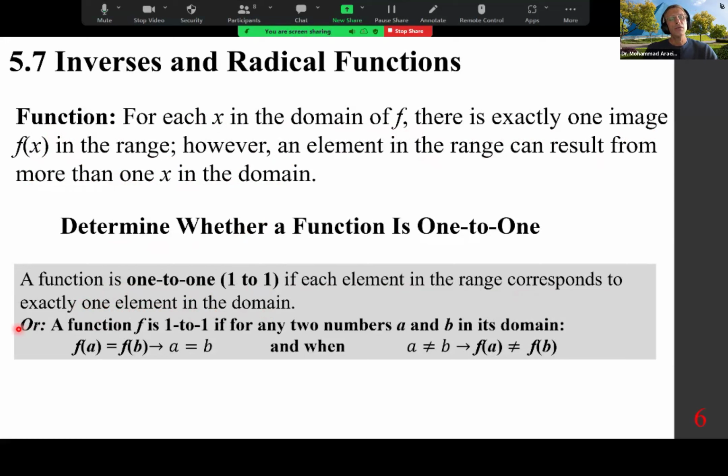Or a function f is one-to-one if for any two numbers a and b in its domain, if f of a equals f of b, that means a must be equal to b. And when a is not equal to b, f of a cannot be equal to f of b. Or when x sub 1 is not equal to x sub 2, f of x sub 1 cannot equal f of x sub 2.